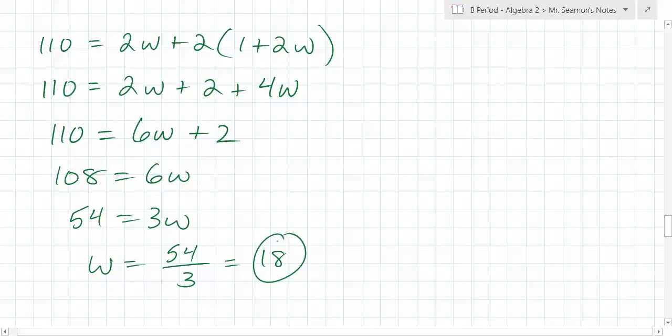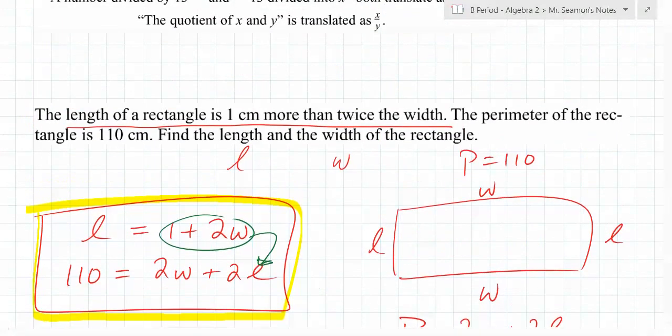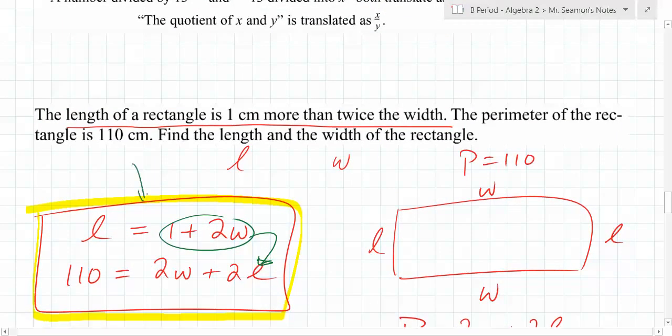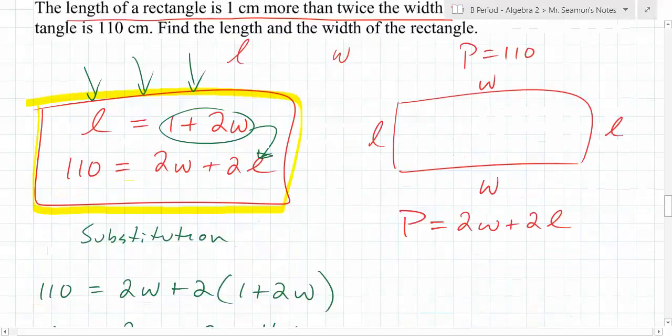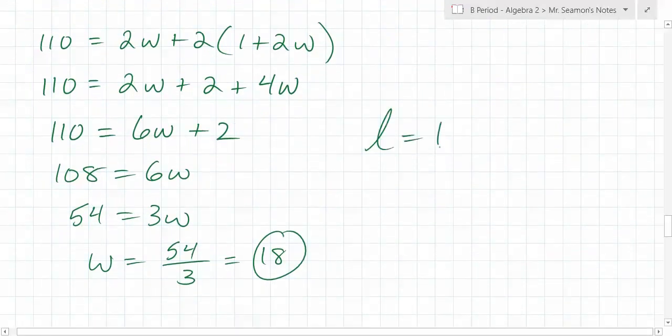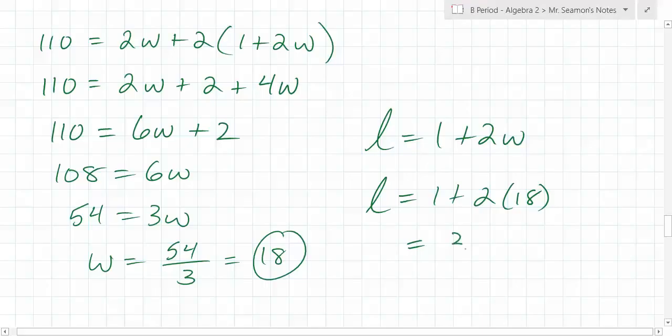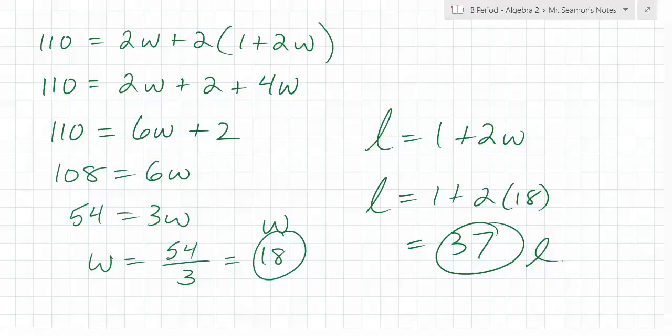Are we done? No. To answer this question, we have to find the length and width. What do we know the length equals? Look, what does it tell us right there? 1 plus 2W. So L is equal to 1 plus 2W. So length is equal to 1 plus 2 times 18. So what is that equal to? 37. So we know the width is this and the length is that. There it is. No, it's 39. Two times 18 is 36. 36 plus 1 is 37.